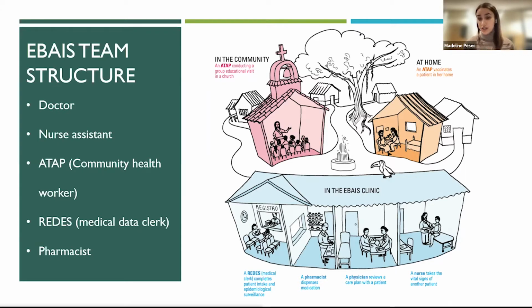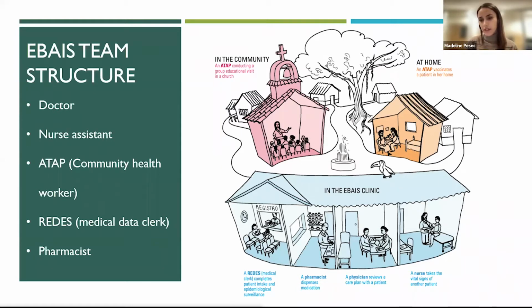When she decides that she wants to get pregnant, she visits the Ebis clinic. She checks in with the medical data clerk who records her name on a list of pregnant women that the Ebis team will keep a close eye on. She has a check-in with the nurse assistant to get her vital signs and other measurements, and then has a consultation with the physician. She'll pick up any medications she needs during her pregnancy at the pharmacy.